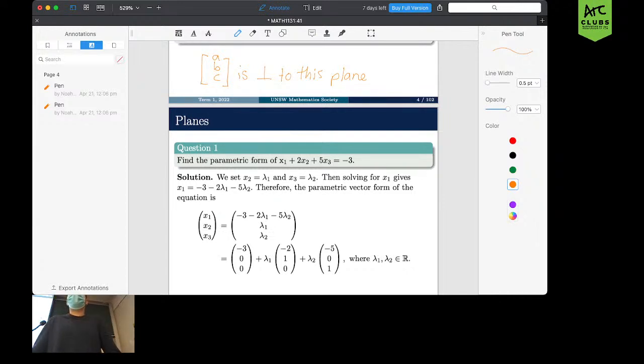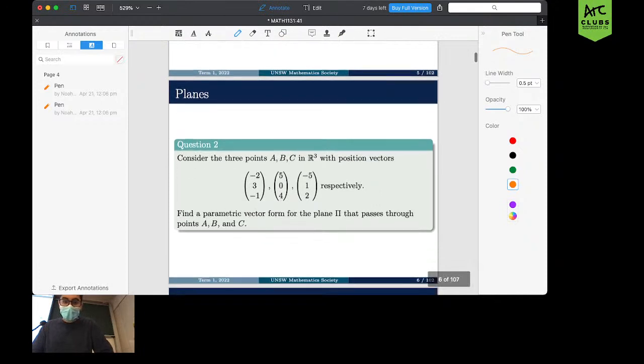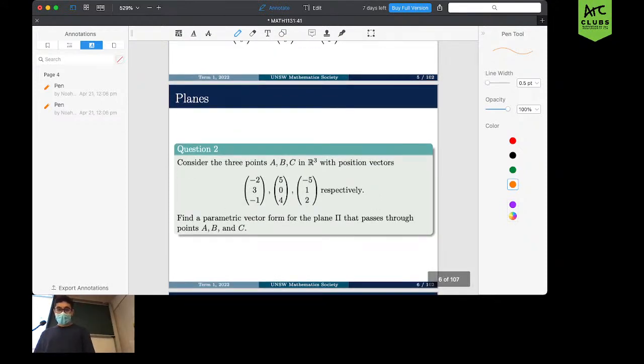Cool, does anyone have any questions about that? Cool. Let's move on. This is a question where we're given 3 points, A, B, and C in R3, and we're given their respective position vectors. Essentially, we have to find the parametric vector form of a plane passing through all 3 of these points.